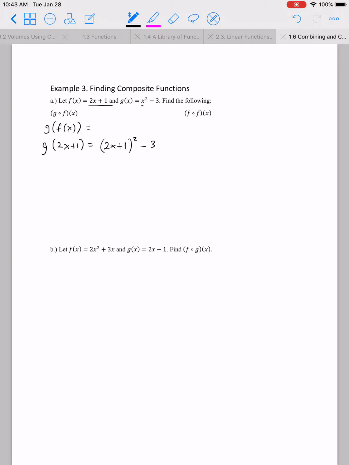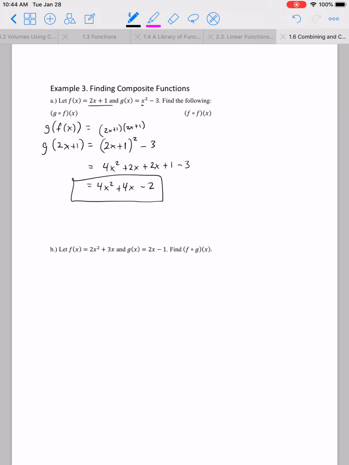And so then this is going to equal 2x plus 1 squared, so 2x plus 1 times 2x plus 1. We're just going to FOIL this out. We get a 4x squared, a plus 2x, another plus 2x, and then a plus 1. And then don't forget the minus 3, and so this will equal 4x squared plus 4x, and then 1 minus 3 is negative 2. All right, and so there is our composite function.